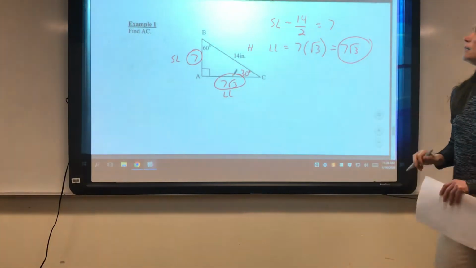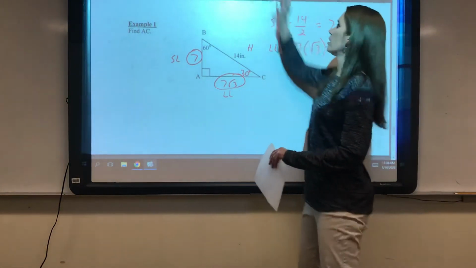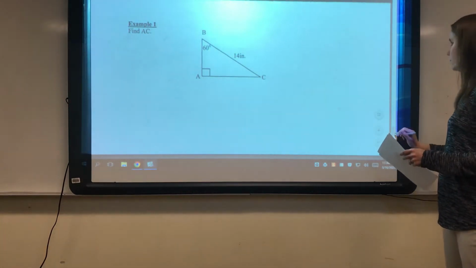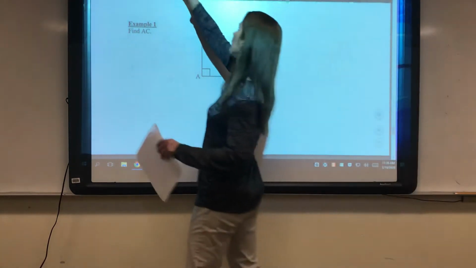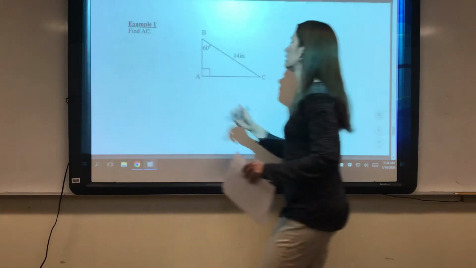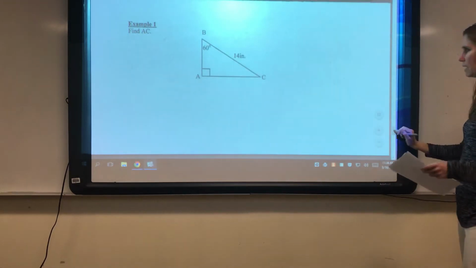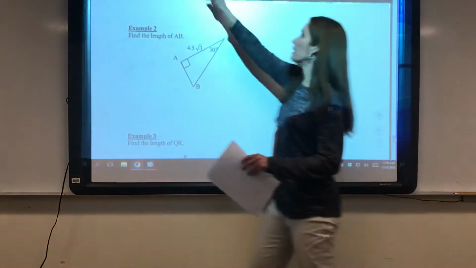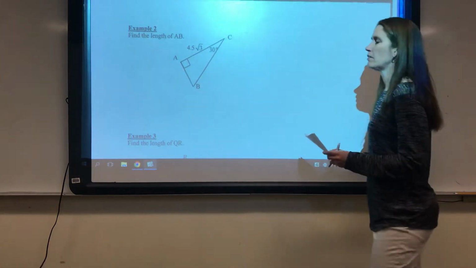All right, so let's try another one. On the next one, on example 2, get this moved up. You can be looking at that, filling in any missing angles until we get started here. So on that, find the length of AB.